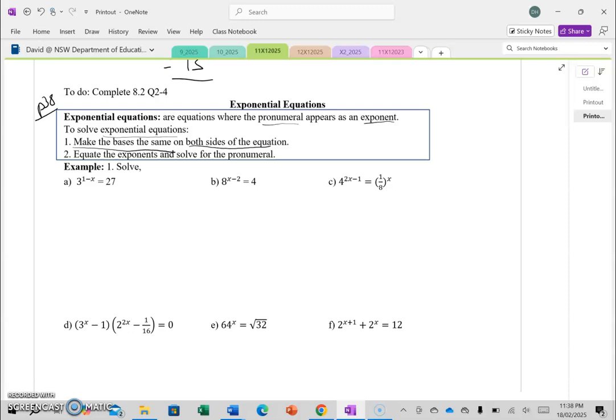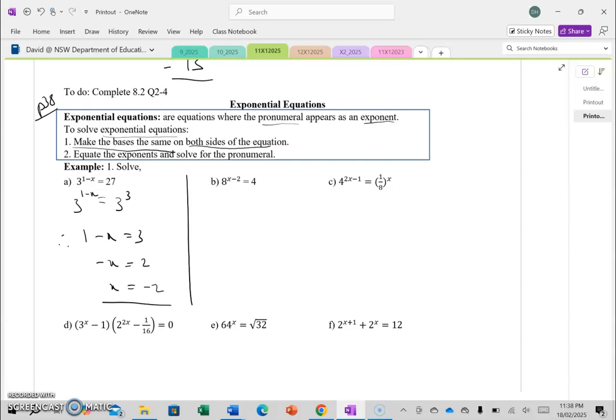Alright, so each of these questions is special in that you can always make the bases the same. So let's go. With this first one, you can quickly realize that 27 can be written as 3 to the power of 3. So we've got 3 to the power of 1 minus x equals 3 to the power of 3. Therefore, 1 minus x must equal 3. Minusing 1 from both sides, and dividing by -1 or moving the negative across, you get x as -2.